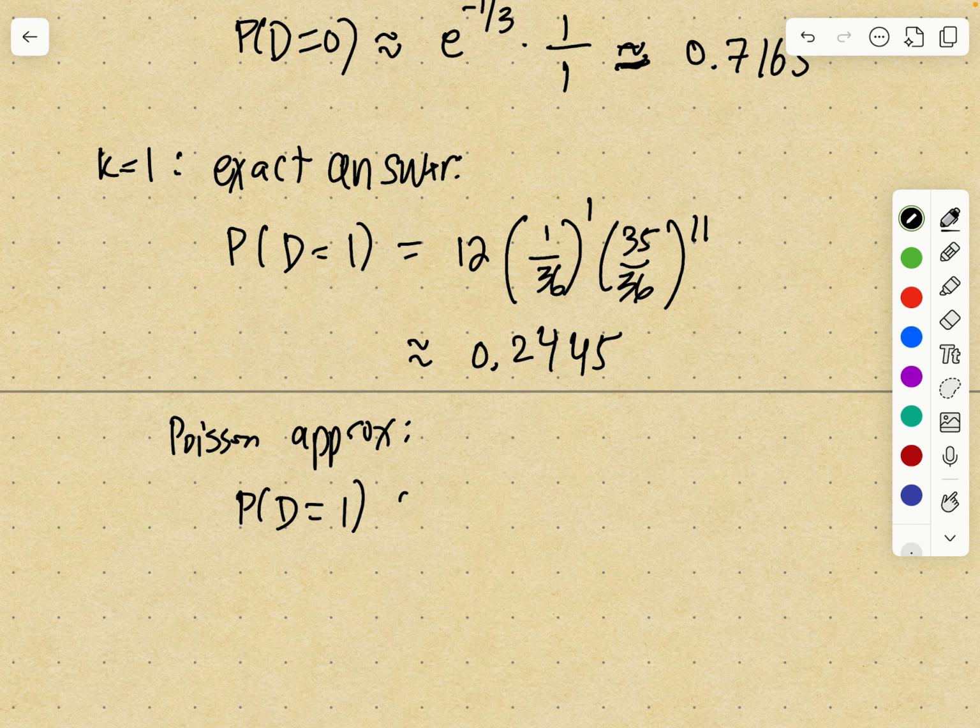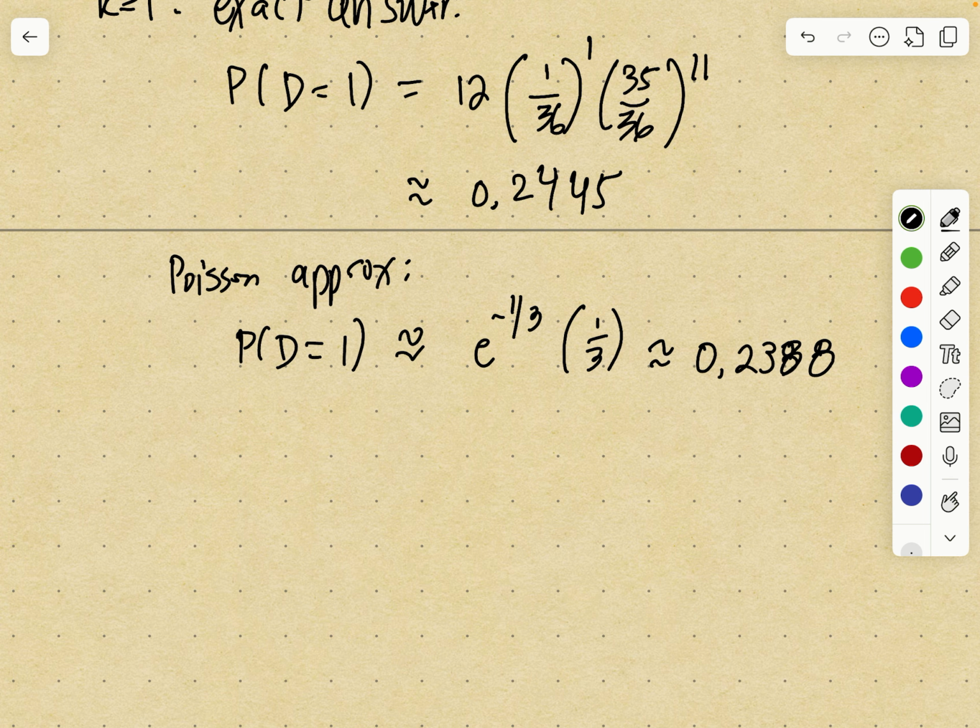And if you use the Poisson approximation, the probability that d is 1 is approximately e to the minus 1/3 times lambda to the first power over 1, and then this is approximately 0.2388. So still pretty good. I mean, if you round these to the nearest hundredth, you get the correct thing. You get the same thing.